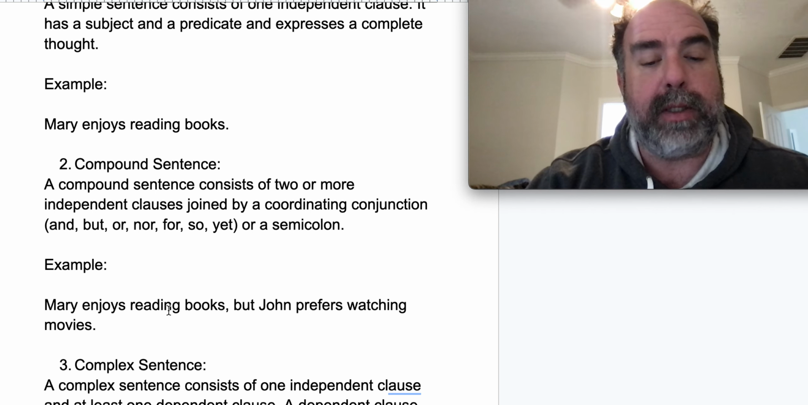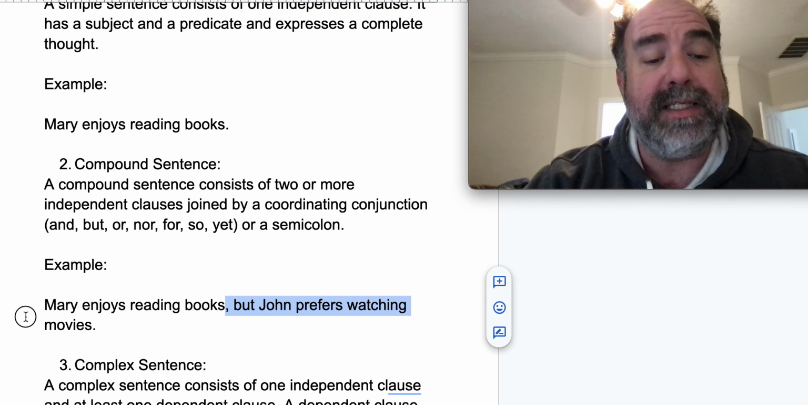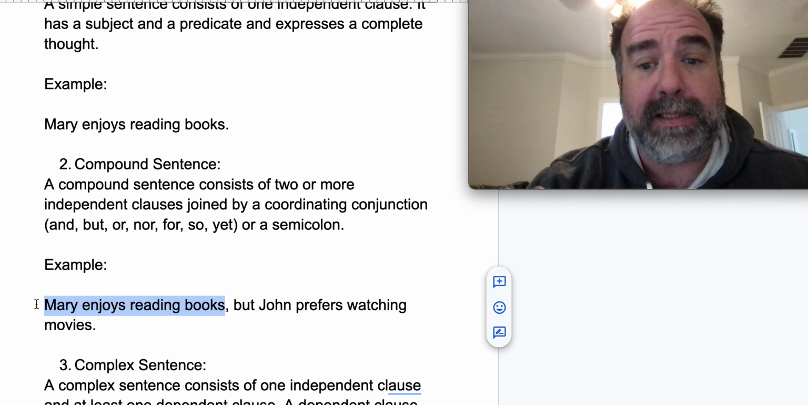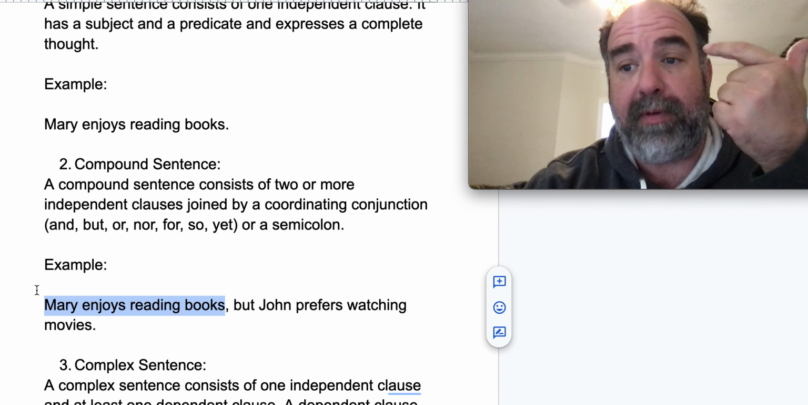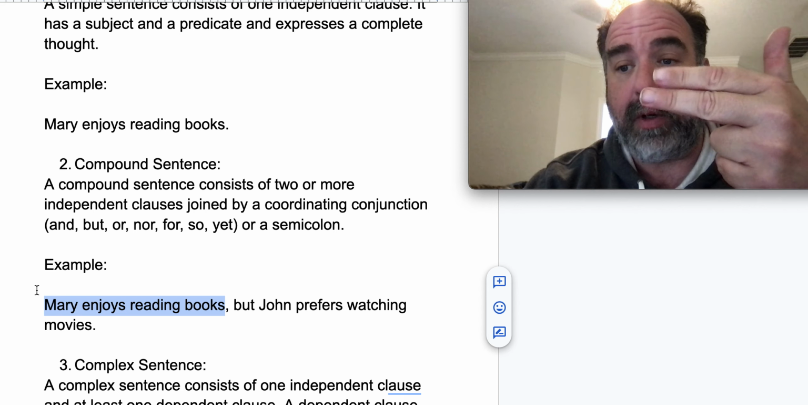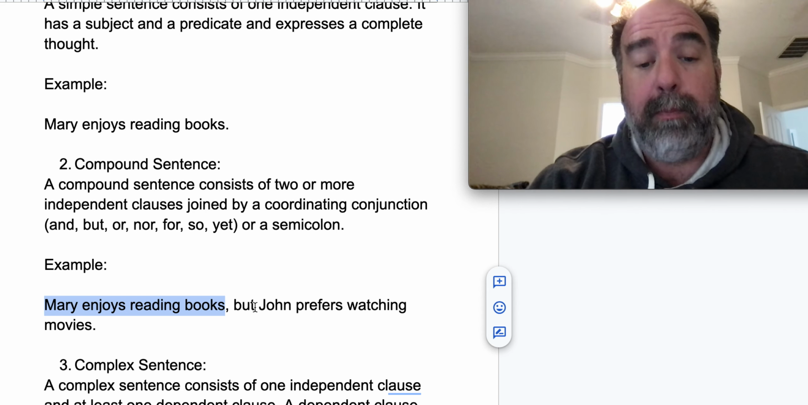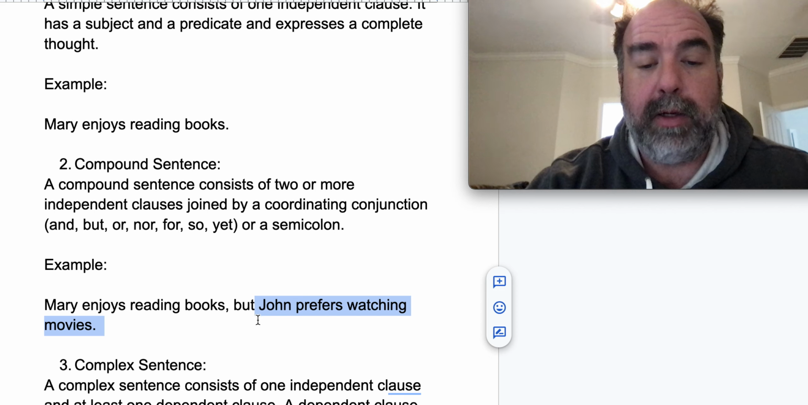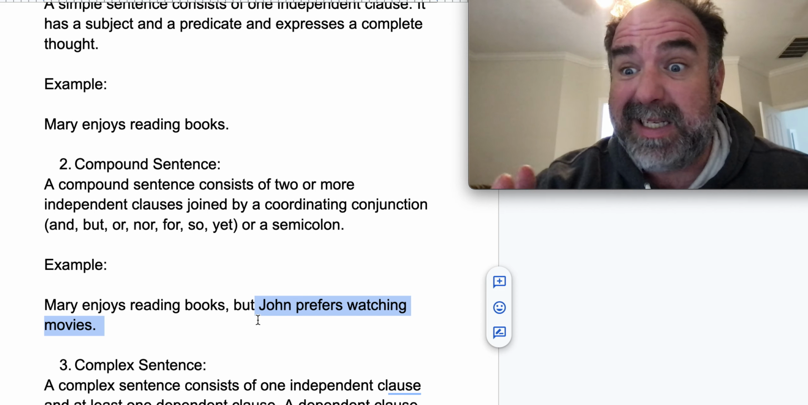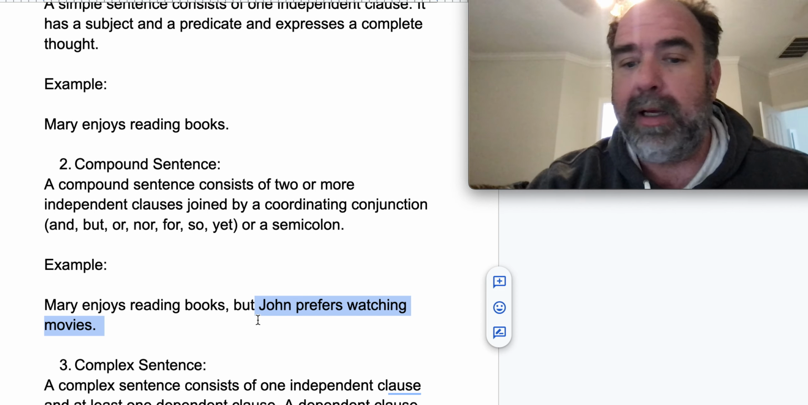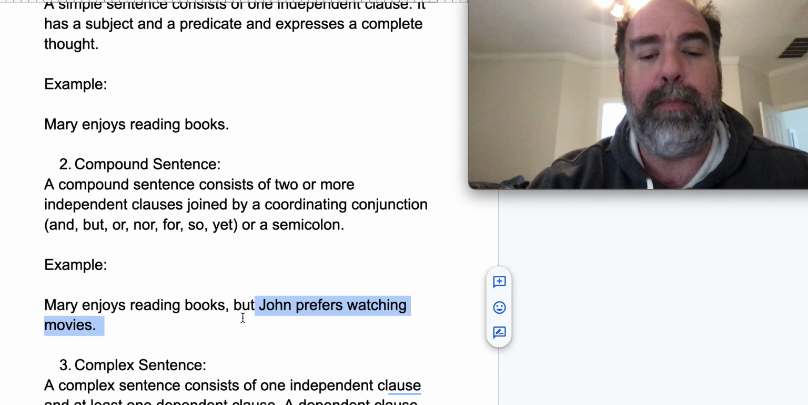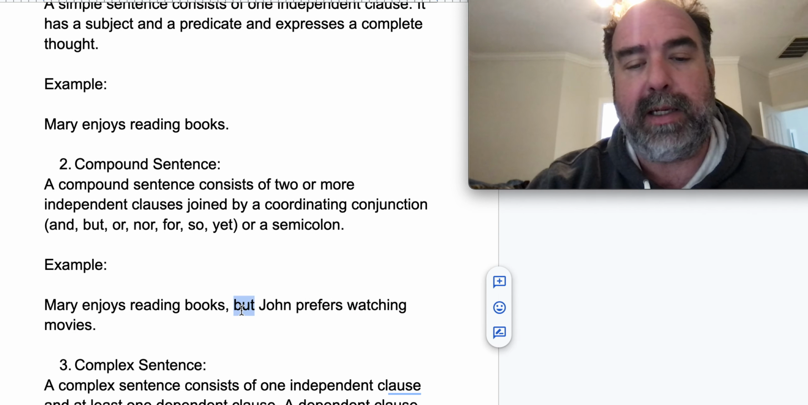Mary enjoys reading books. This by itself is a good sentence. By itself, it's a complete sentence. You have the subject, you have the verb, you have the object. These two are called the predicate. But John prefers watching movies. John prefers watching movies, its own sentence by itself. Great. Now we have a conjunction, but. So that is where it's a conjunction.